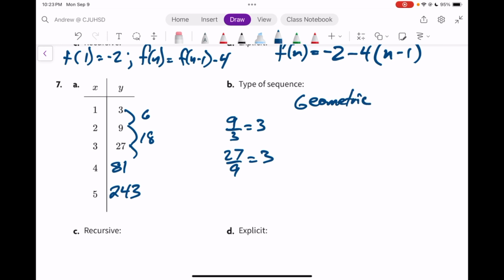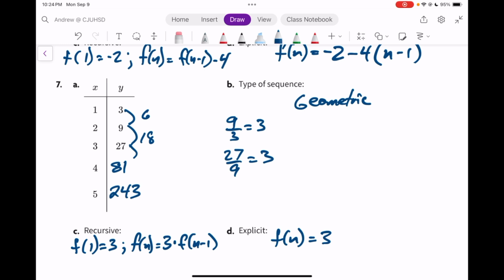If this is getting easy, that's great. Should be getting easier. If this is still hard, keep working at it. It's the same thing every time. F of 1, where are we starting? We're starting at 3. And then f of n equals, now we're going to multiply 3 times the previous. The explicit form is we're going to start at 3. We're going to multiply by 3 and take it to the n minus 1 power.